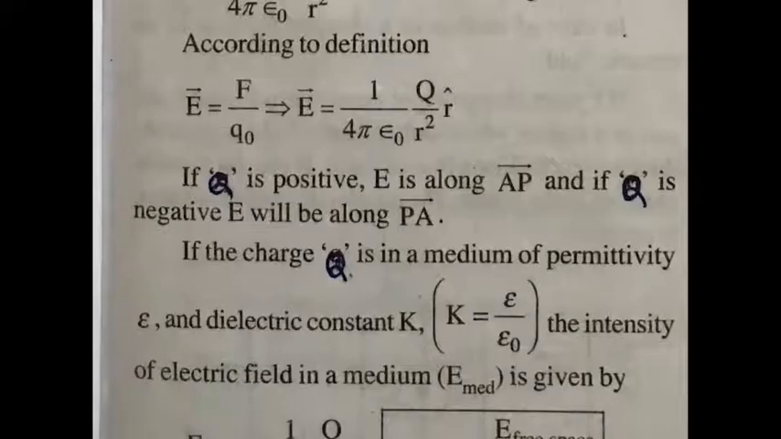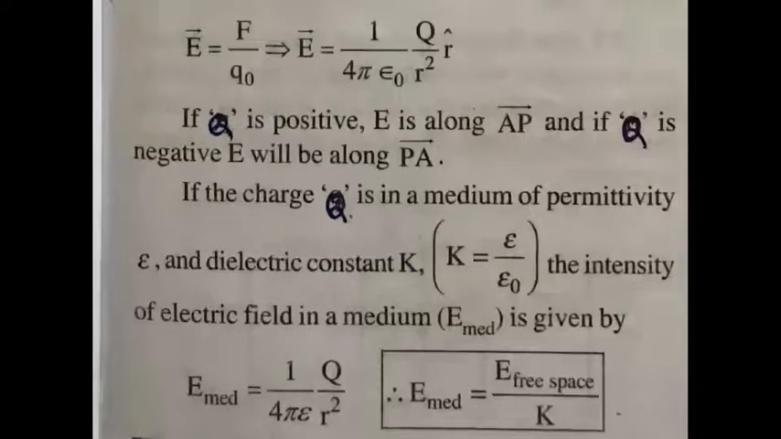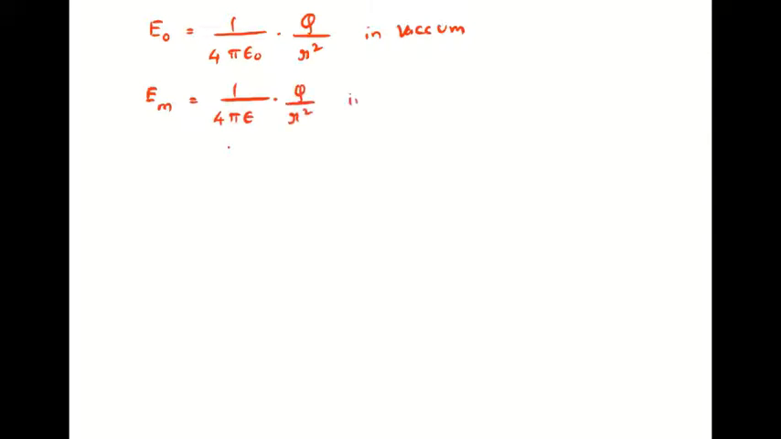Suppose the charge capital Q is in a medium having permittivity epsilon and dielectric constant K, then K equal to epsilon by epsilon naught. Then we have E medium equal to E free space by K. That means you can explain it as E naught is equal to 1 by 4 pi epsilon naught capital Q by R square in vacuum. Now in medium, I can write 1 by 4 pi epsilon capital Q by R square.